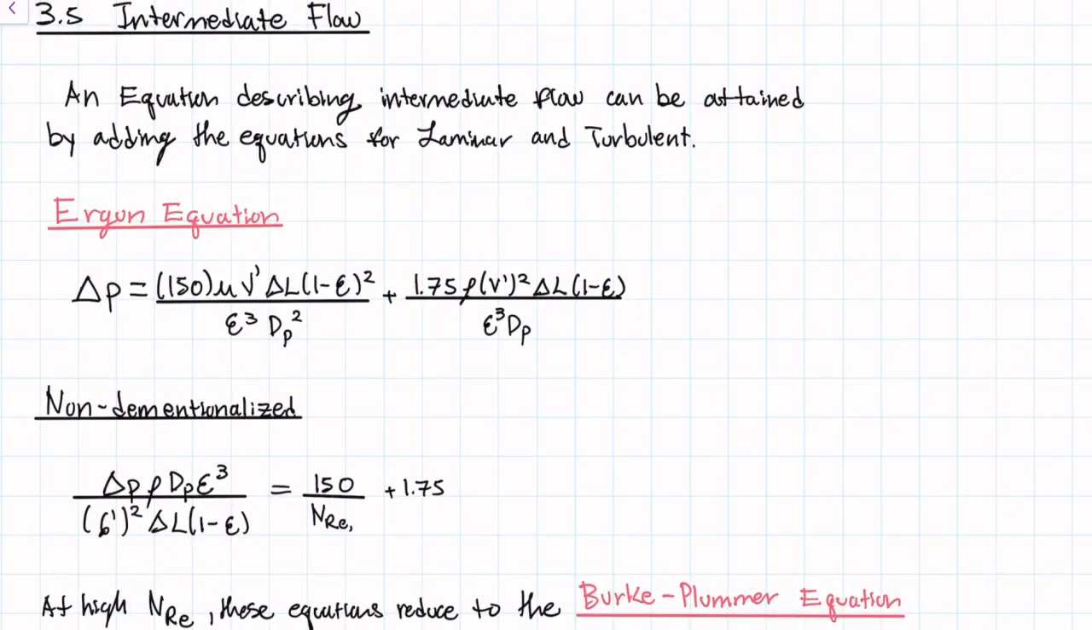We can also achieve an equation to describe intermediate flow, that is, flow that is not strictly laminar or strictly turbulent, by simply adding the laminar and turbulent equations. This yields the Ergun equation, which when non-dimensionalized, we can see at high Reynolds number, or during turbulent flow, reduces back down to the Burke-Plummer equation, and at low Reynolds number, it reduces back down to the Blake-Kozeny equation, making the Ergun equation valid for all types of flow in packed beds.